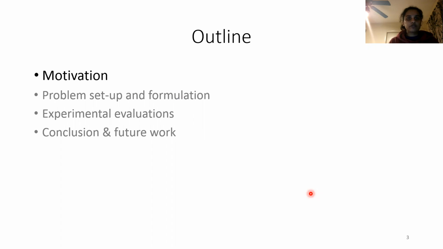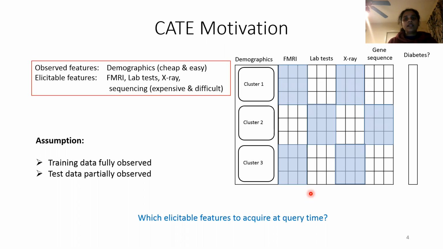Coming to the motivation of this work, let us imagine a clinical setting where the task is to predict whether a person has diabetes or not. In such a setting, there can be a wide range of features. One set of features are the demographics like age, gender, ethnicity, zip code, etc., which are reasonably easier to collect and cheap, and they incur zero cost in our setup. These features are called observed features.